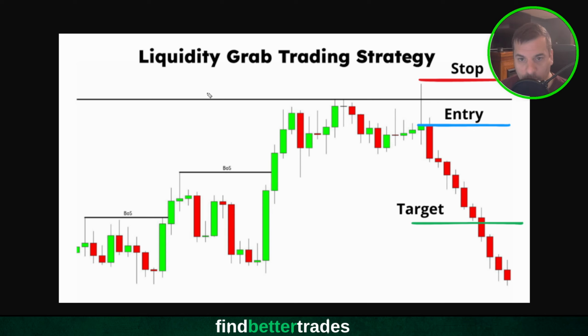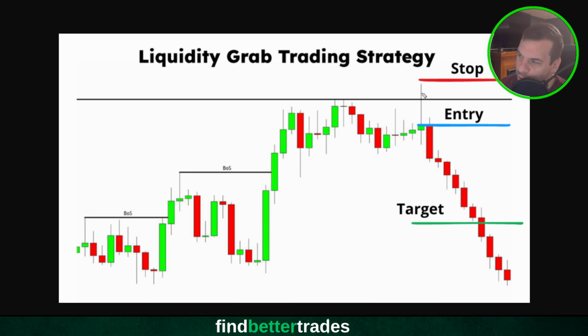And again, any markets. We get a lot of traders asking, will this work on Euro Dollar? Will this work on Bitcoin? Will this work on Apple? Yes, it can work on pretty much any market out there, because institutions like to do this with anything that they get their hands on.